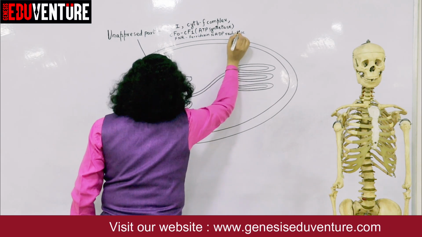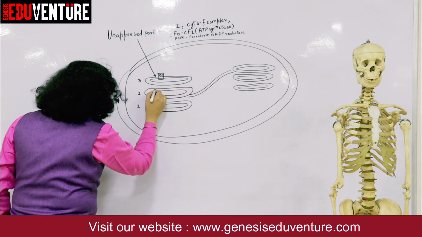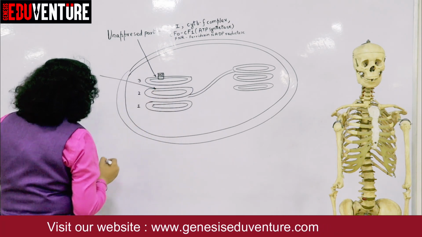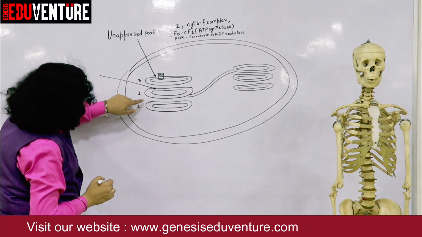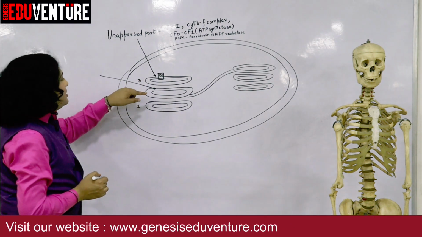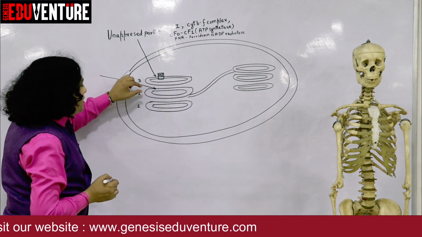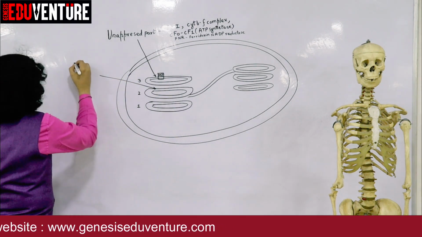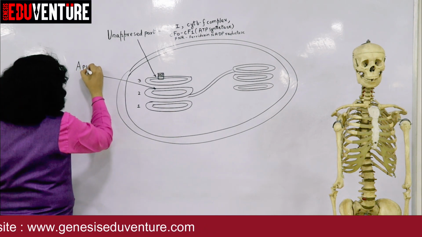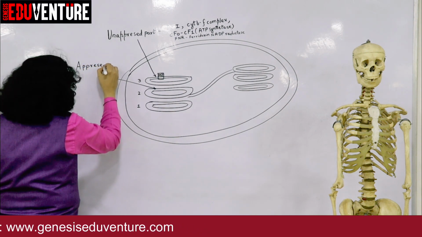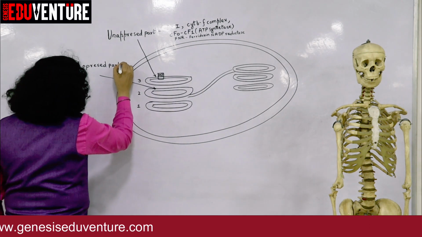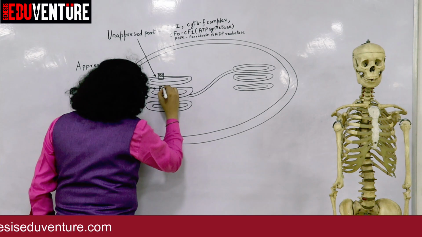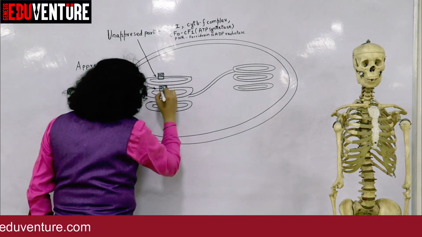It is present. But what about the appressed region? Yes, this part can be represented as the appressed region, because the topmost part of the membrane of the second thylakoid is being appressed by the third one. So this is known as the appressed part. And the appressed part consists of photosystem 2. Yes, it is pigment system 2.